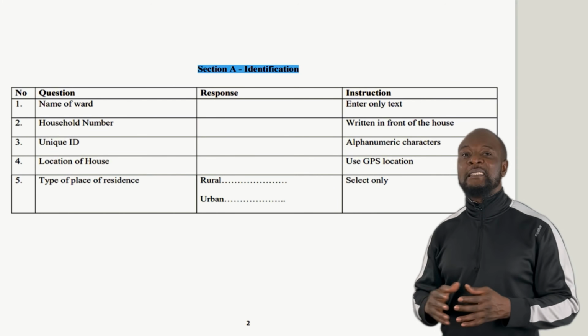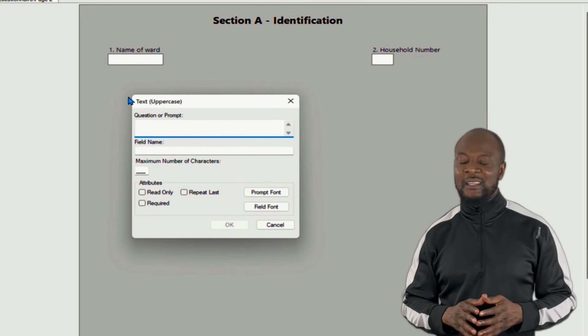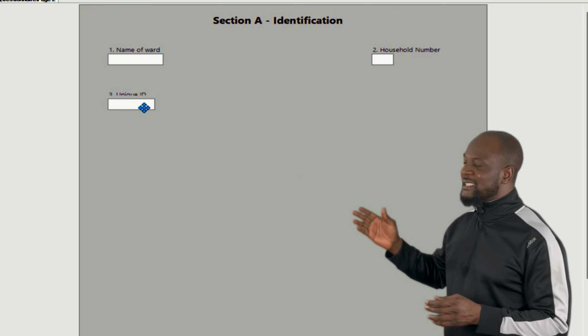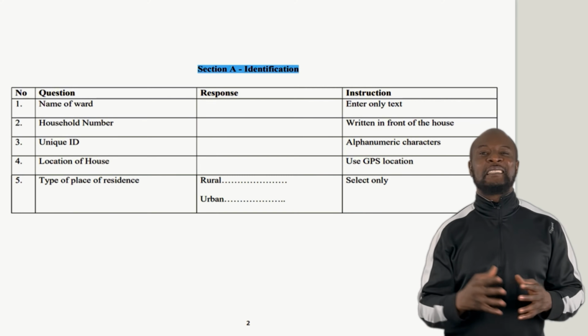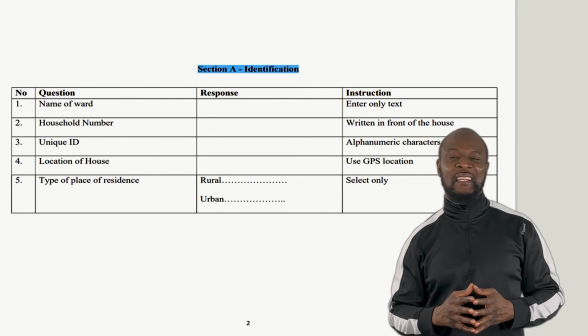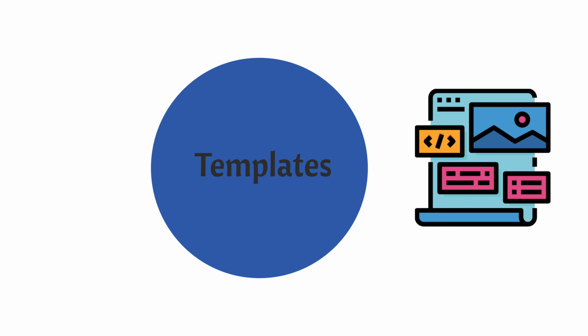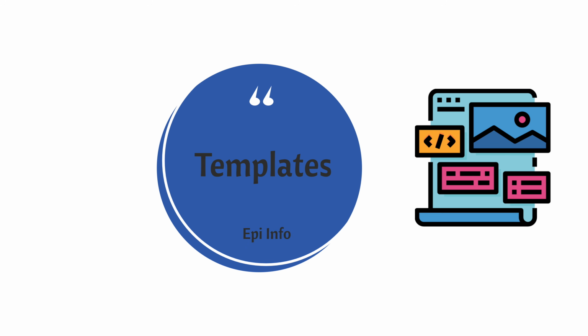That's the unique ID. It's also text. All right, no stress. So the next is location of the house. So let me show you an even more interesting thing that you can do with this form designer for Epi Info. Enter the Epi Info templates. Epi Info has what we call templates.